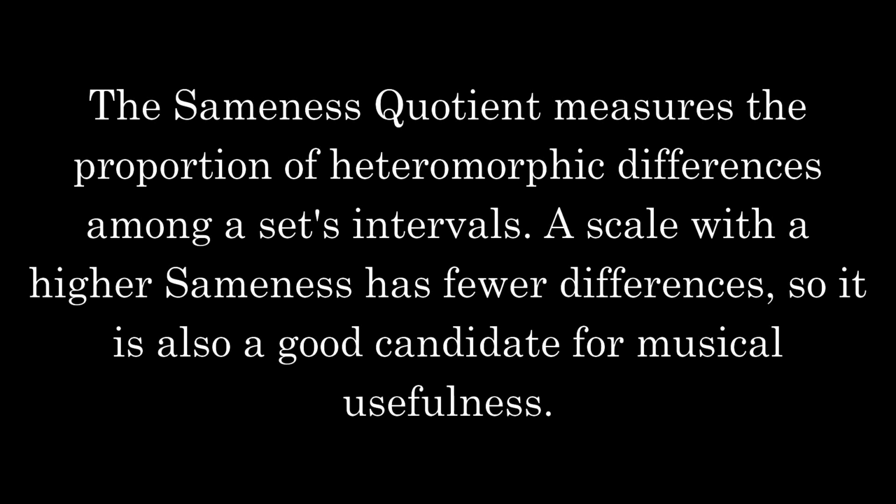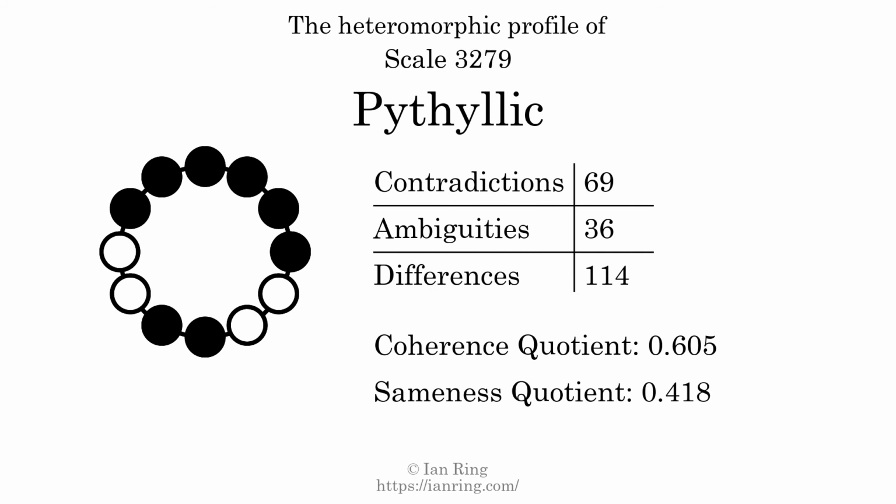The sameness quotient measures the proportion of heteromorphic differences among a set's intervals. A scale with a higher sameness has fewer differences, so it is also a good candidate for musical usefulness. The sameness quotient is 0.418.